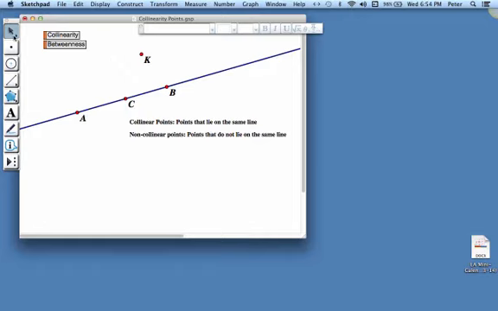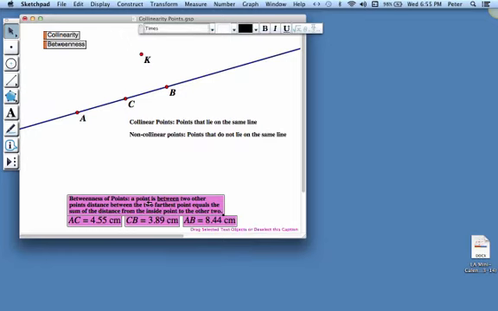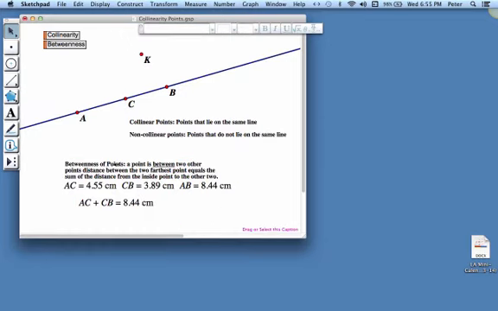Betweenness is a little more complicated. Point C is between point A and point B. However, point K is not between point A and point B. In order for a point to be between two others, like C is, it has to be collinear with the 2 outside points. Alright, another way of looking at that more mathematically is this definition here. Betweenness of points. A point is between 2 other points if the distance between the 2 farthest points equals the sum of the distance from the inside point to the other 2.